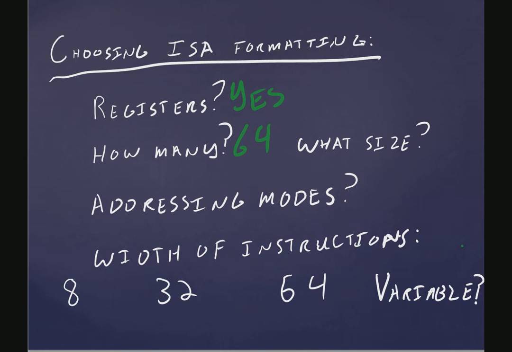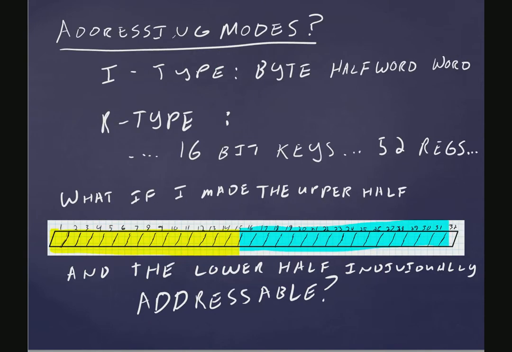And the size of our registers is going to be 32 bits, because we need to do multiplication to do our key generation, and we need to do multiplication on 32-bit operands. So our addressing modes, that's a little complicated. I'll get to that in a second. The width of our instructions was an easy choice. Our bit width was 32, so I decided to go with 32. Variable was an option. It would have solved our register issue, but whatever.